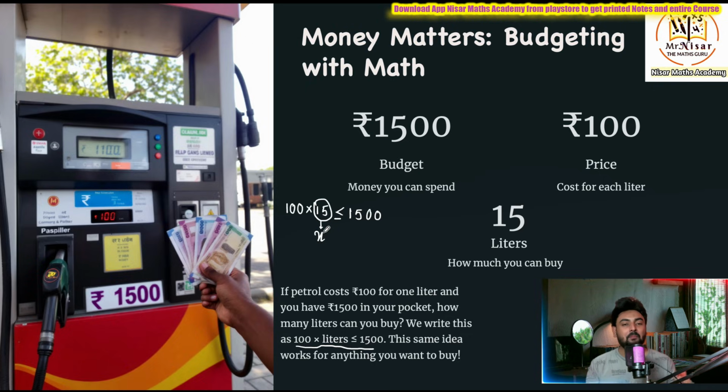What is the minimum? Minimum we can buy less than 1500 and maximum is equal to 1500. I hope the concept is quite clear and you are able to understand how we are applying inequality in the situation. Let's move ahead and try to understand one more example.